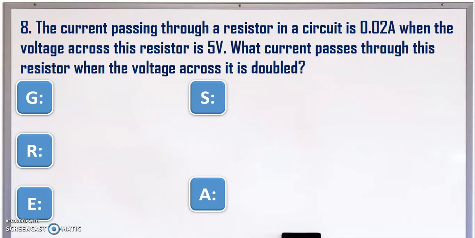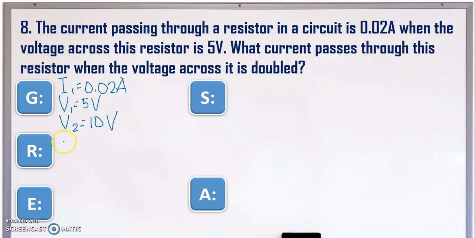The current passing through a resistor in a circuit is 0.02 ampere, when the voltage across this resistor is 5 volts. What current passes through this resistor when the voltage across it is doubled? In this problem, we are given the value of the initial current, which is 0.02 ampere. We are also given the value of the initial voltage, which is 5 volts. And lastly, the value of the final voltage, which is just twice the amount of the initial voltage.